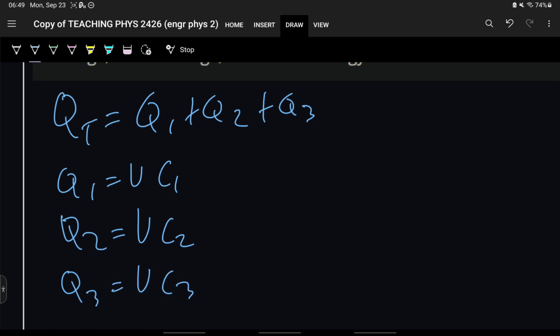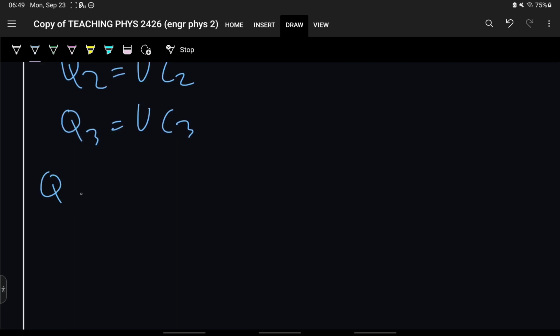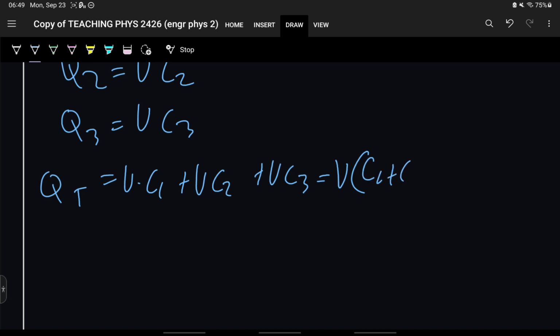So if we go ahead and substitute these equations for total charge, we get Q sub T is equal to V times C1 plus V times C2 plus V times C3 is equal to V, and then in parentheses we have C1 plus C2 plus C3, which is equal to V times C sub T. Sorry, I ran out of space there, and my V's and spacing are looking pretty ugly. And so to find the fraction of the total charge stored in each capacitor, we can express each charge as a fraction of the total charge Q sub T.